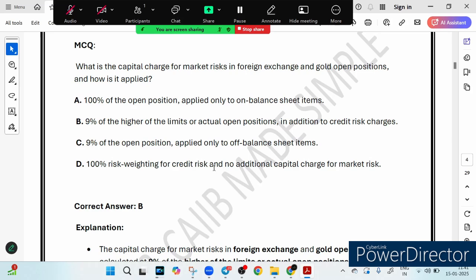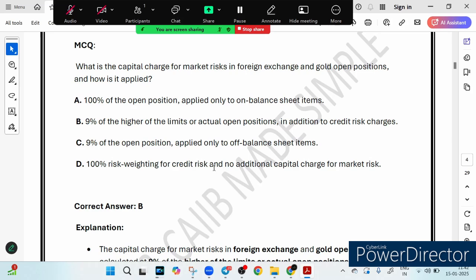So let us go through this particular question. We are tackling a really important concept that often confuses many: how the capital charge for market risk in foreign exchange and gold open position is calculated and applied. Okay, we will explain an MCQ, break down all the options in simple terms and summarize the key point.